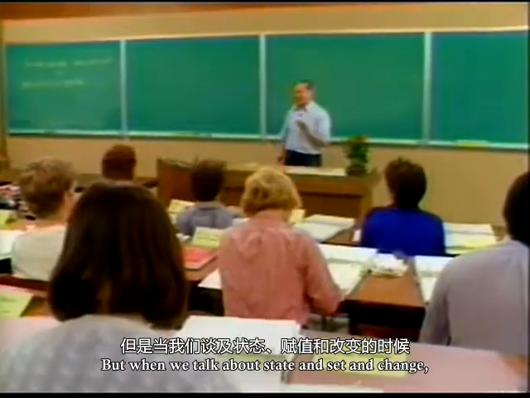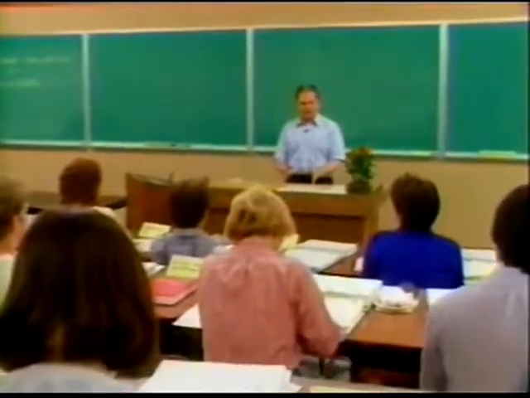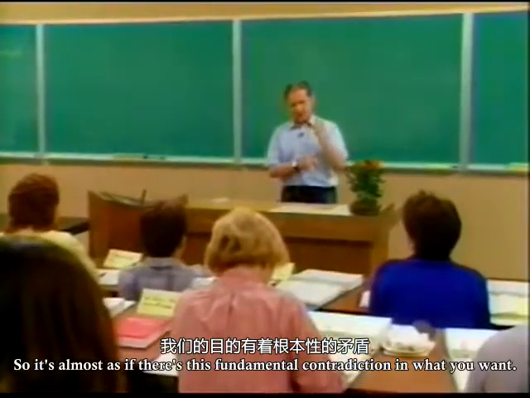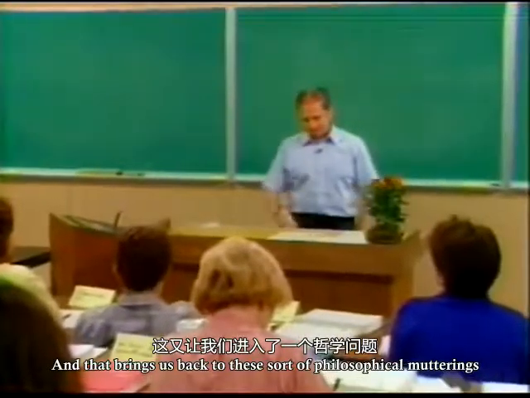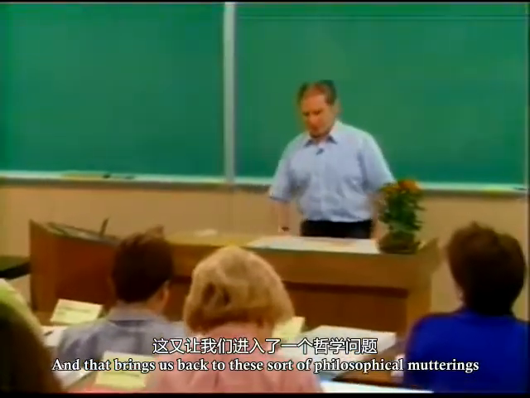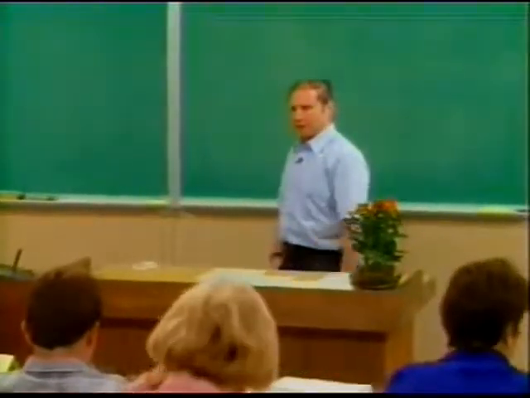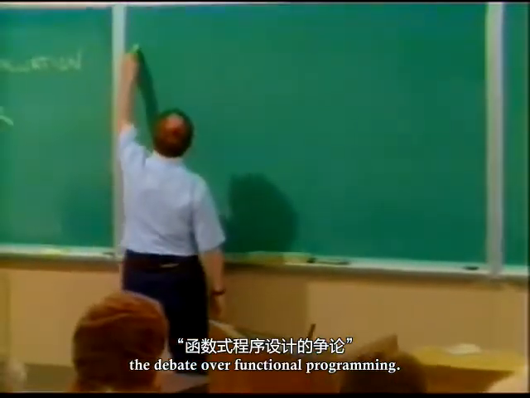But when we talk about state and set and change, that's exactly what we do want control of. So it's almost as if there's this fundamental contradiction in what you want. And that brings us back to these sort of philosophical mutterings about what is it that you're trying to model and how do you look at the world. Or sometimes this is called the debate over functional programming.